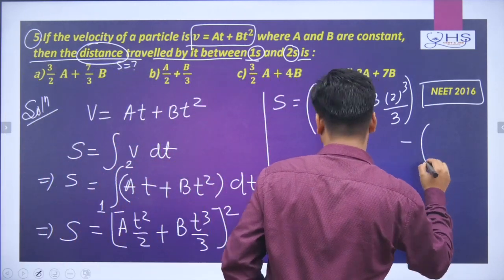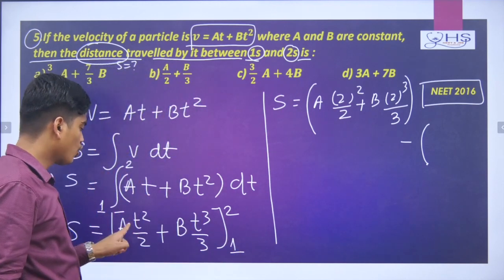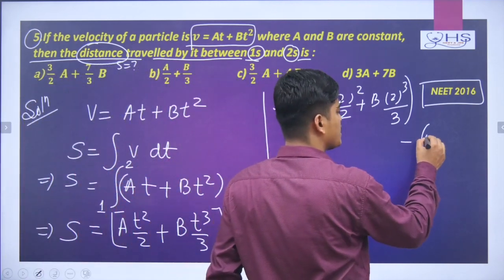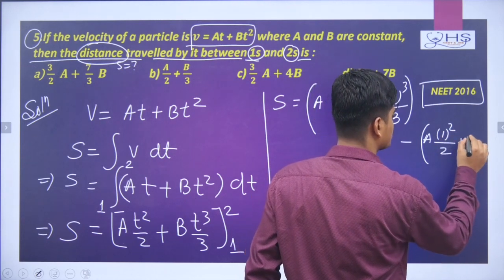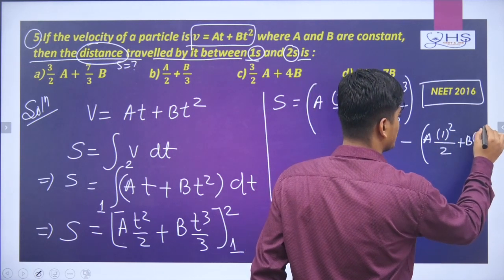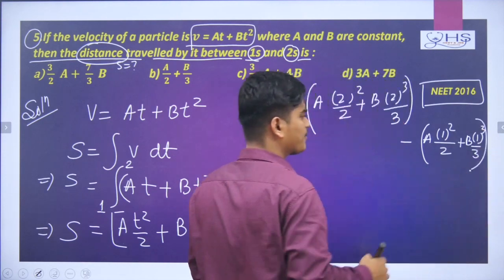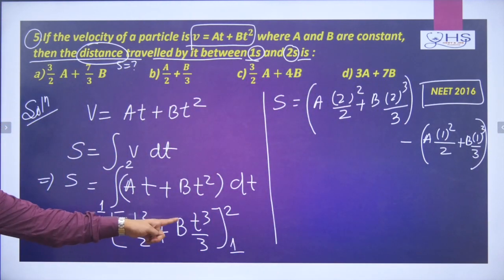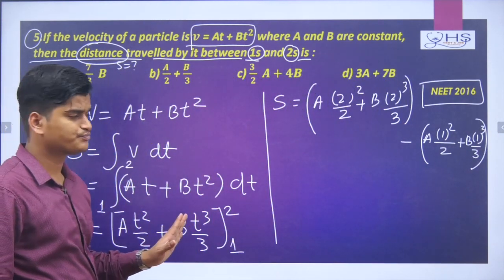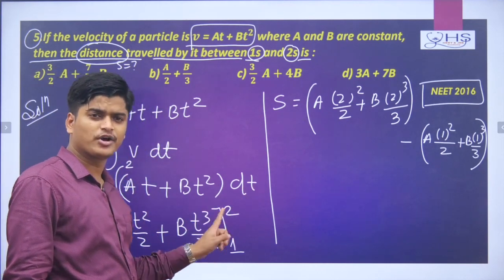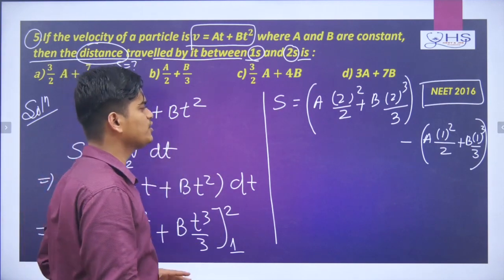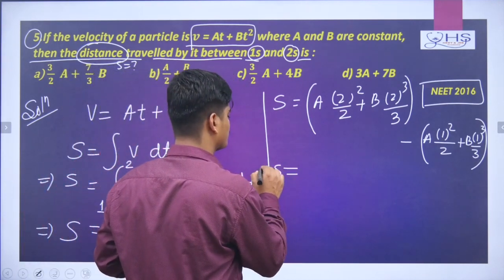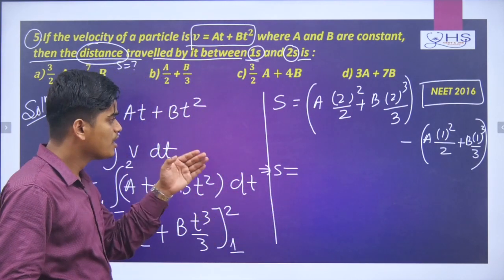Then again I have to put the lower limit. If I put the lower limit, I will get a into 1 square by 2 plus b into 1 cube by 3. See here, in place of t only you have to substitute, because t is the variable here. Upper limit and lower limit are always substituted in the variable. In place of t you substitute, or in place of x if x is the variable.